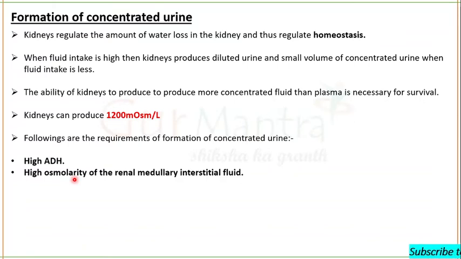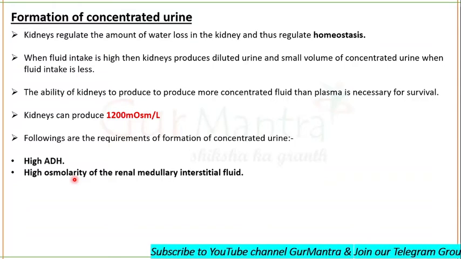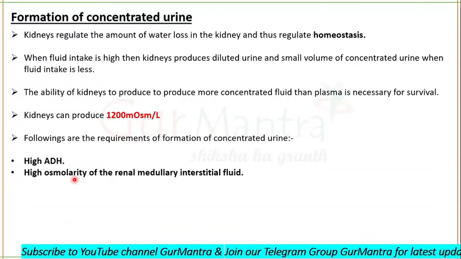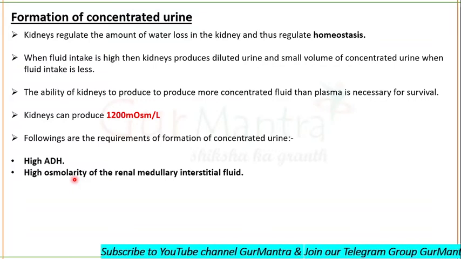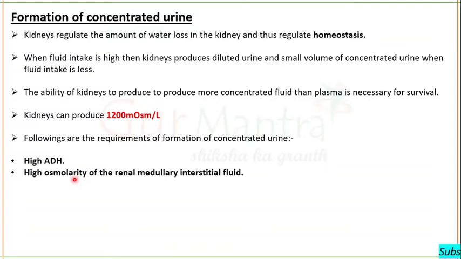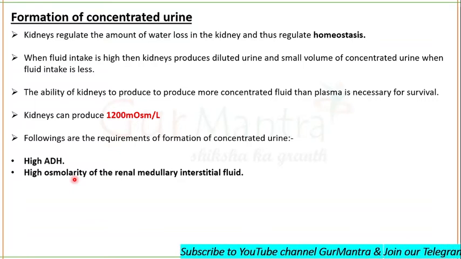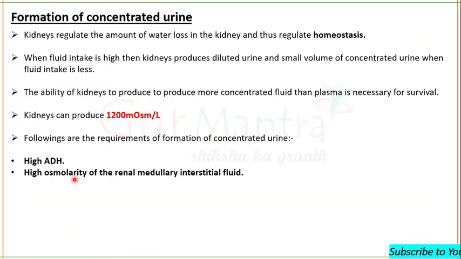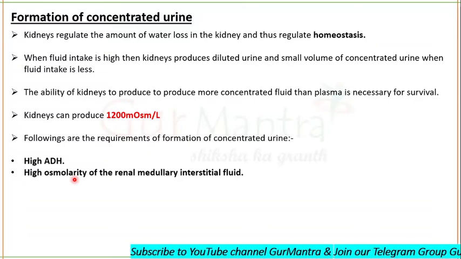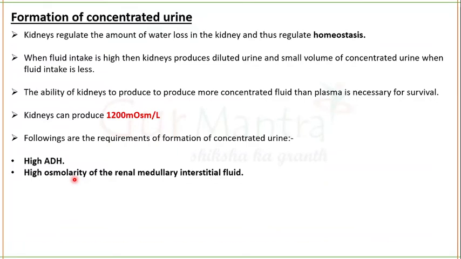ADH, what will it do? ADH comes to the receptor present on the distal convoluted tubule and collecting duct, which then activates cyclic AMP that acts as a secondary messenger, and that secondary messenger then recruits aquaporins, water channels, on the distal convoluted tubule and collecting duct, which results in reabsorption of water. And reabsorption of water from the renal tubule definitely is going to help in the formation of concentrated urine. But ADH cannot work unless there is enough osmolarity in the medullary interstitial fluid.